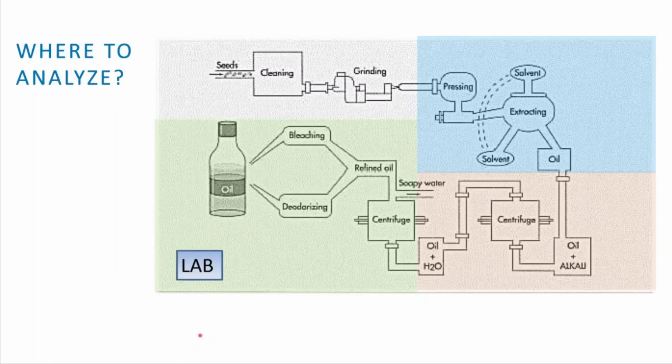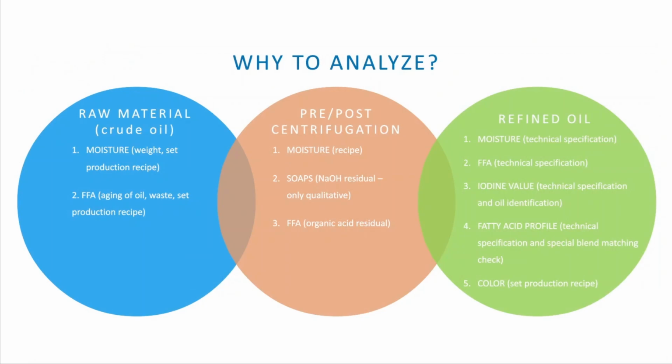Analysis of crude oil and refined oils are not enough to run a plant. Some intermediate steps are essential to correct large quantities of possible non-compliant product. Depending on the plant, production could take more than 8 hours. There is no need to monitor constituents in each production step. On crude oil, moisture and free fatty acid help to set the recipe and evaluate losses.